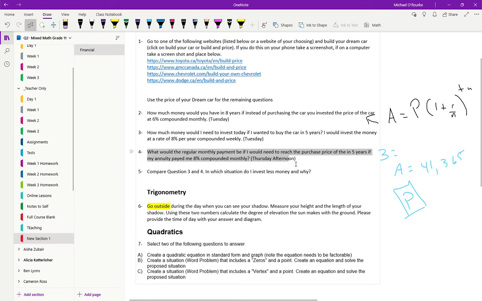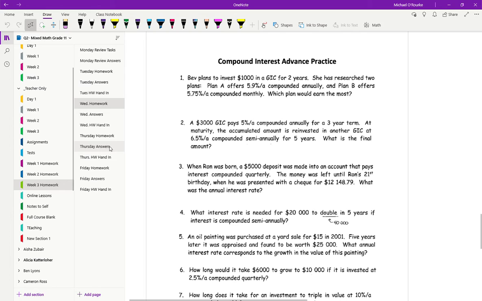Now, what would the regular payment... Now, these are lump sums. I'm doing it all at once. On this one here, what would the regular monthly payment be if I wanted to reach the purchase amount in 5 years if the annuity paid 8% monthly. Okay, so I'm putting in a monthly payment and getting that monthly. So that's Thursday afternoon. So let's go back Thursday. Let's look at our homework.